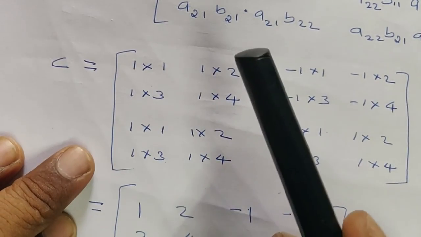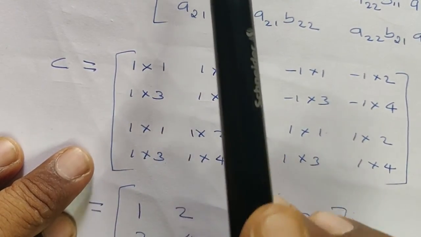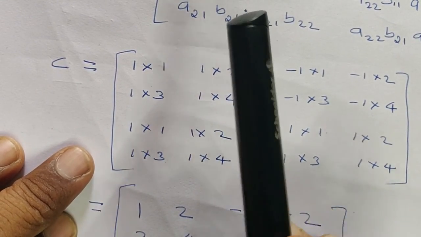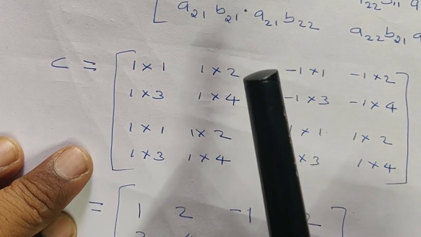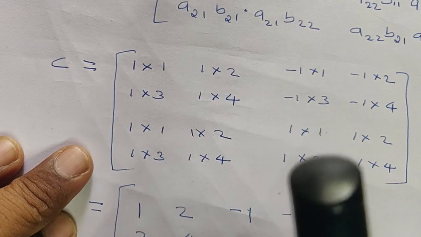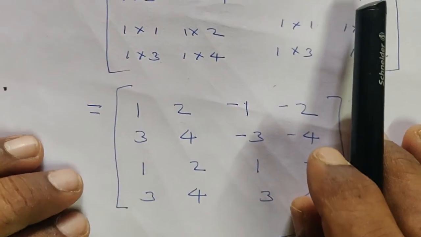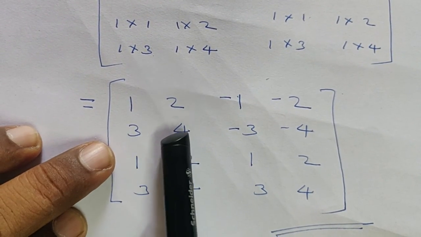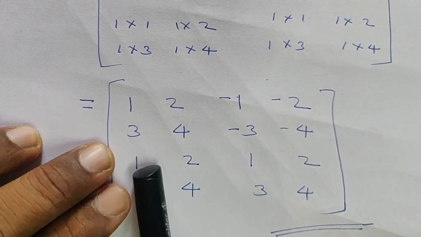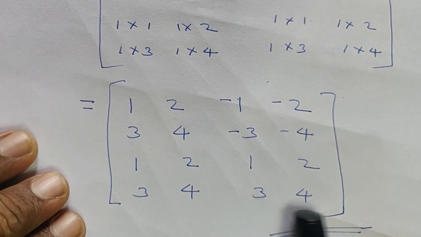Now the resultant size will be increased to 4 by 4. If the input matrices are 2 by 2, then the output will be a 4 by 4 matrix. Okay, the output of the Kronecker product will be increased. The final answer is 1, 2, minus 1, minus 2, 3, 4, minus 3, minus 4, 1, 2, 1, 2, 3, 4, 3, 4. This is the final answer.